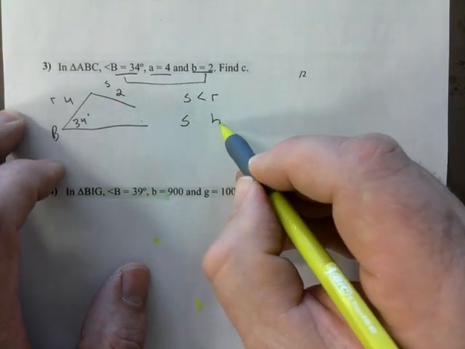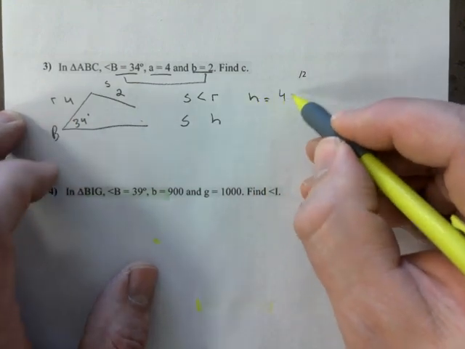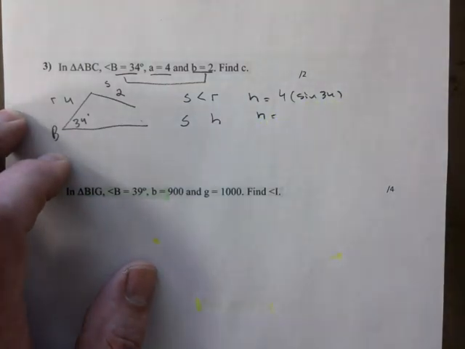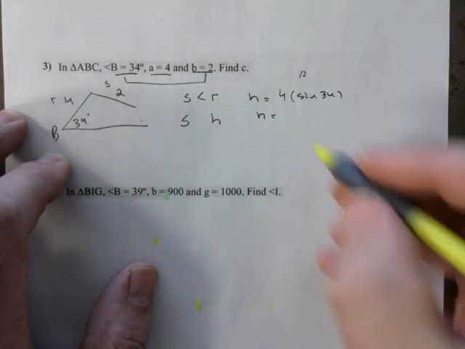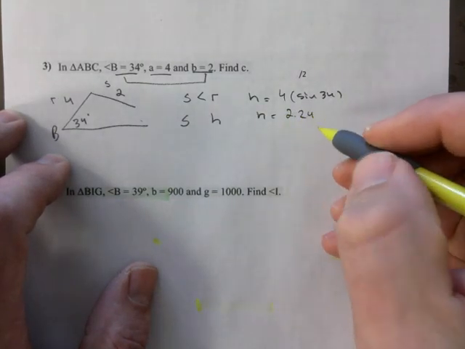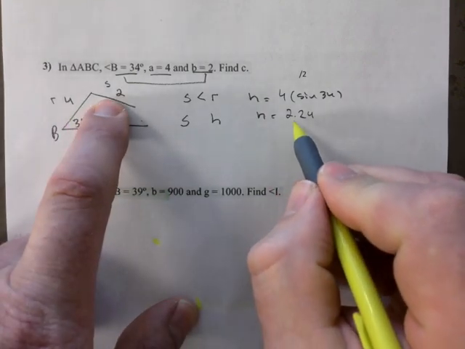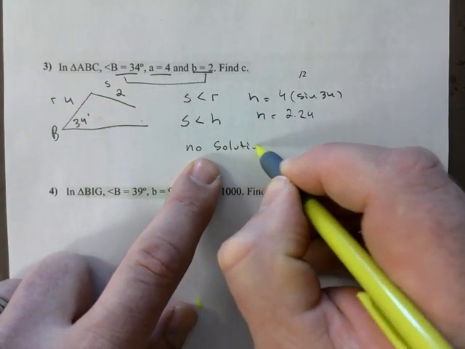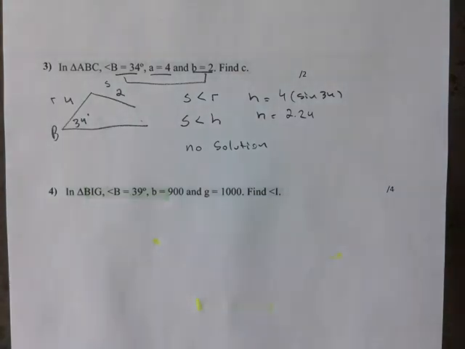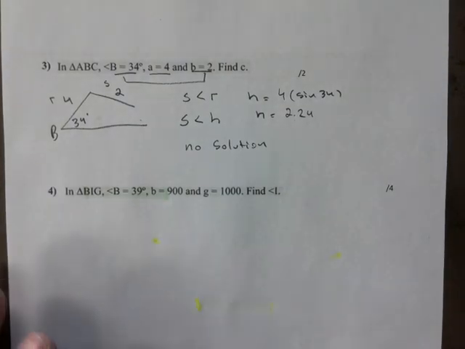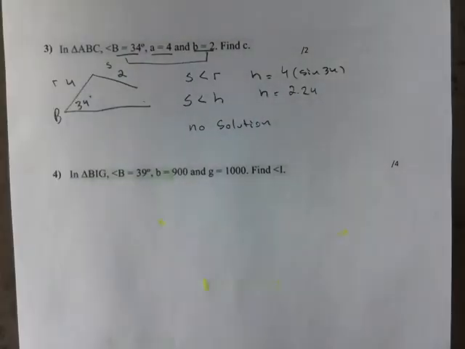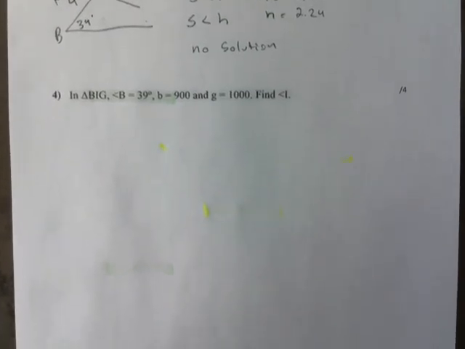So now we're going to compare the string and the height. Find the height. The height is 4 times sine of 34. And let me just check. That is 2.24. Okay. And so you look at the string and the height, and the string is shorter than the height, so no solution. Don't even bother solving one of these. Okay. If there's no solution, you're done. Like moving on. It's impossible. If you were to attempt this, you're going to get a math error at one point. Then you know, oh, I can't do it. Right, move on.